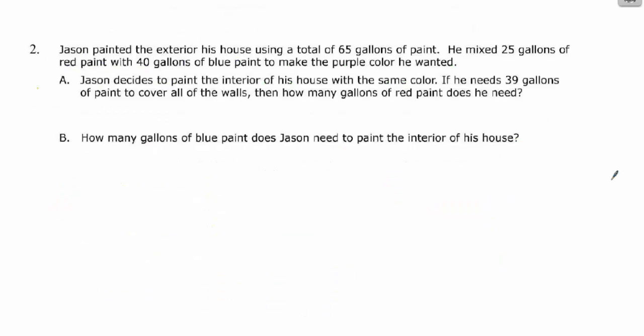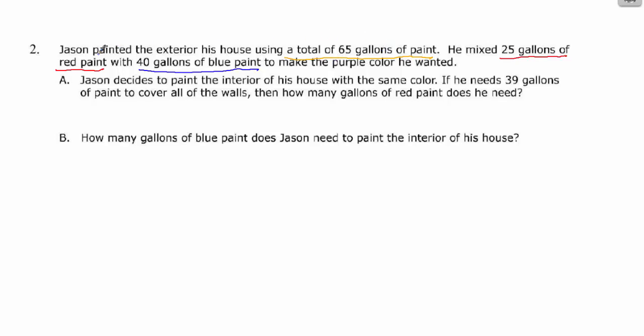Okay, we're ready for the second part. Now, you might look at this problem and you might say, well, hang on a minute. That's a lot different than what we saw with Mark on the slow cooker. It's a different type of problem, you bet, but the mathematics that we're using is the same. We're still using the idea of ratios and proportions. On this one, we're given some information. So let's take a look. Jason painted the exterior of his house using a total of 65 gallons of paint. He mixed 25 gallons of red paint with 40 gallons of blue paint to make the purple color that he wanted.